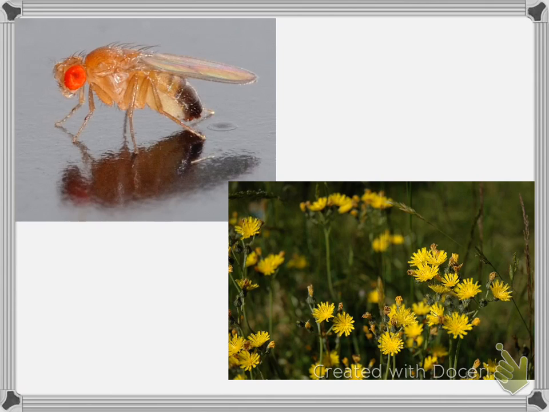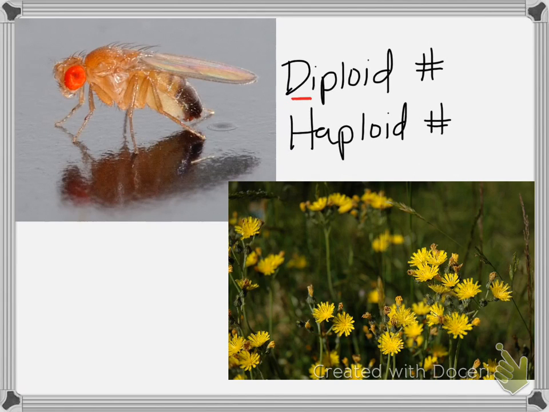And these two species are not all that closely related. One's a plant, one's an animal. But they have something in common. For both of these, their diploid number is 8. So what's their haploid number? 4.